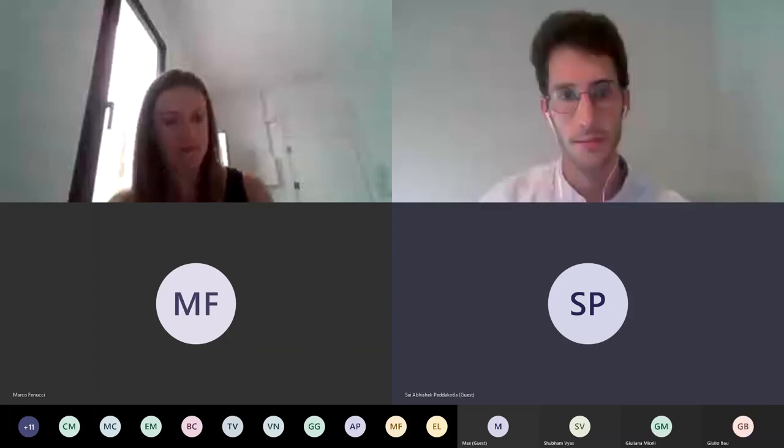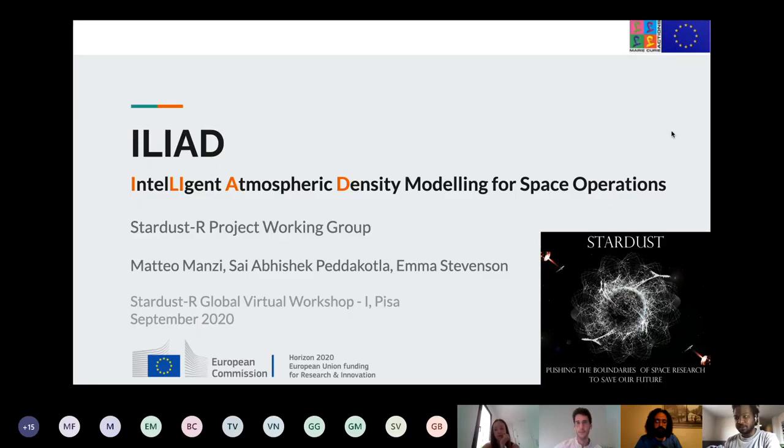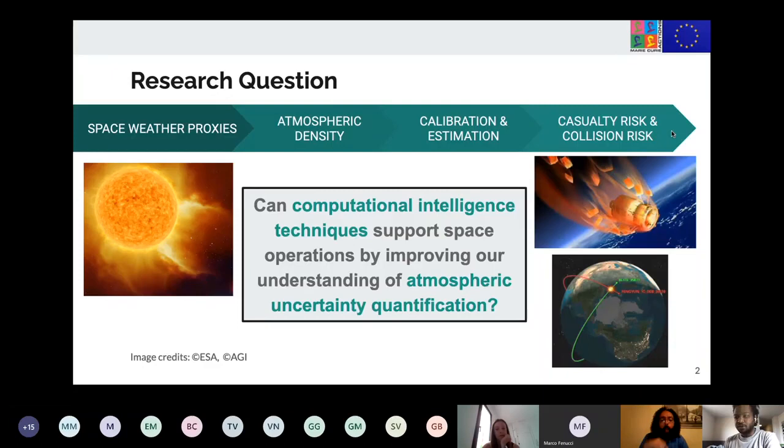So our project working group is named ILiAD, which stands for Intelligent Atmospheric Density Modeling for Space Operations. The fundamental question that we are trying to address through this project is: can computational intelligence techniques support space operations by improving our understanding of atmospheric uncertainty quantification? This is in the context of increasing space traffic in LEO. So we are proposing a full pipeline from space weather indices to casualty risk on ground.